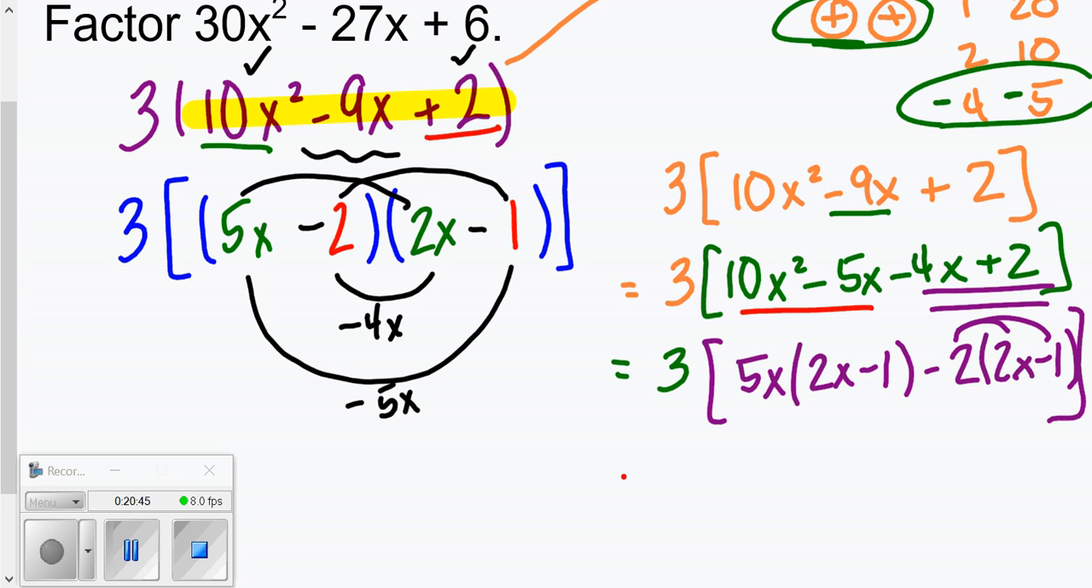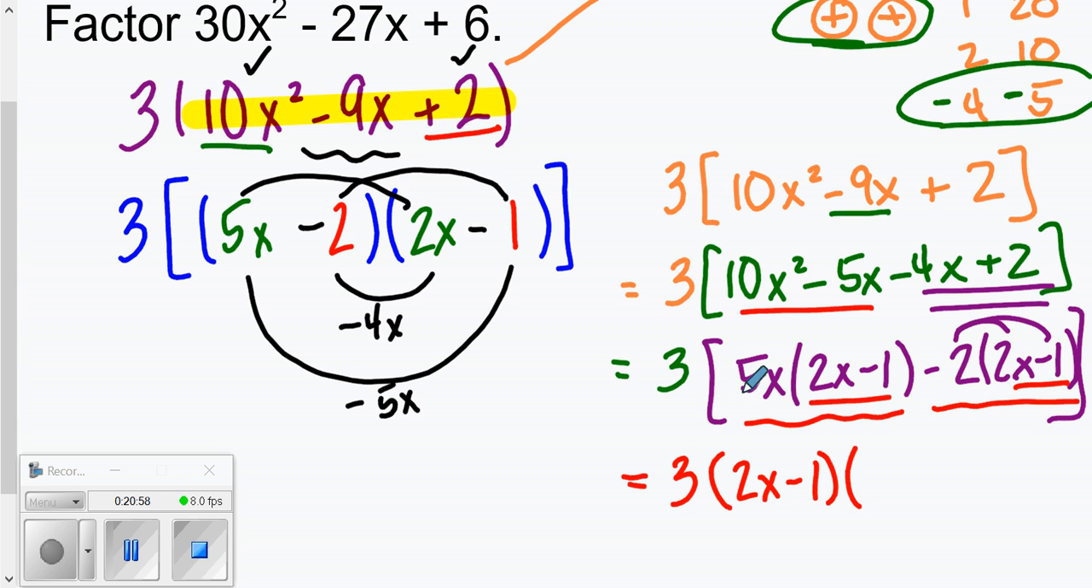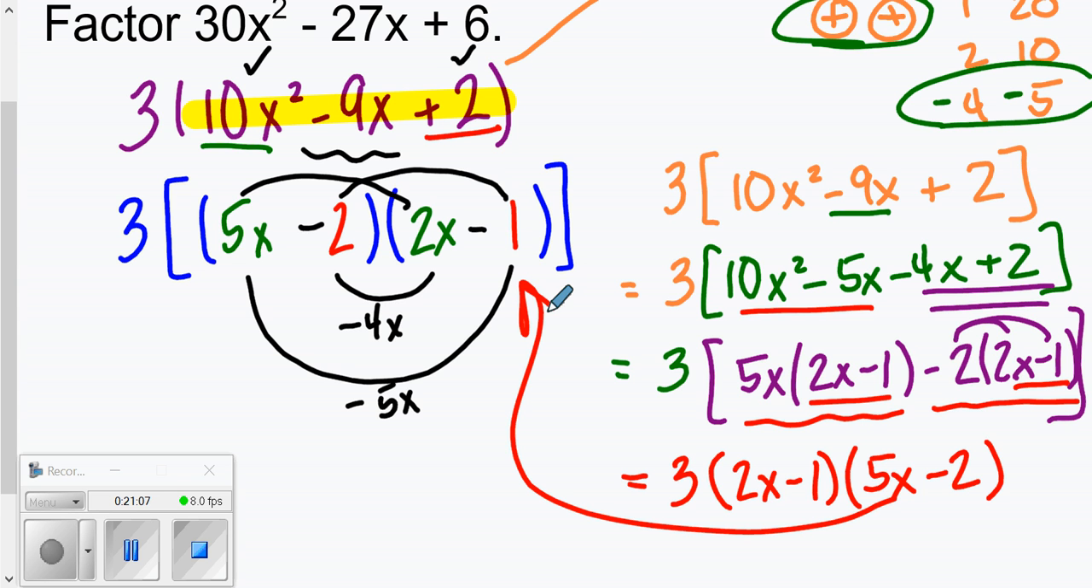And so then I'd have that 3 that's hanging out, my GCF from way at the beginning. This is a common factor in both this chunk and this chunk. So I'd have 2x minus 1. And then the leftovers from this first piece are the 5x, and the leftovers from this second piece are the minus 2. Look at that, same answer.